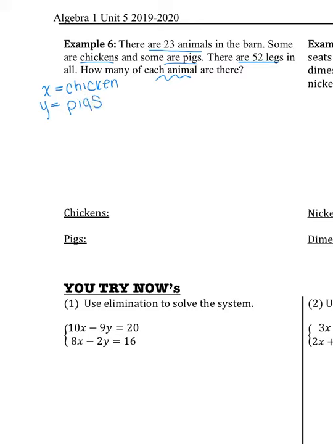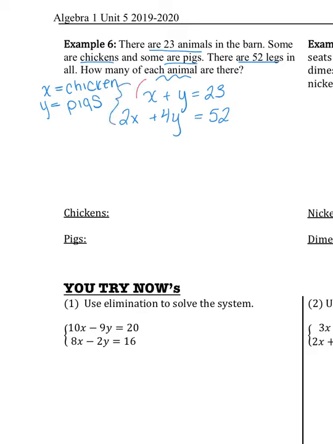Now, what is difficult about this problem is that they're kind of being vague on the information that they give you. So we know that there's a total of 23 animals, right? So X plus Y equals 23. But then they also give me a total of 52 legs. So kind of like when we involve dollar amounts, we're going to involve legs. So I know chickens only have 2 legs, but pigs have 4. So that's how I get my second equation. All right, so there's my system.